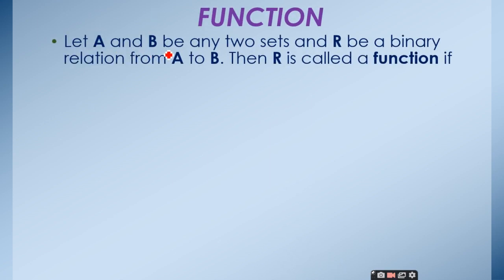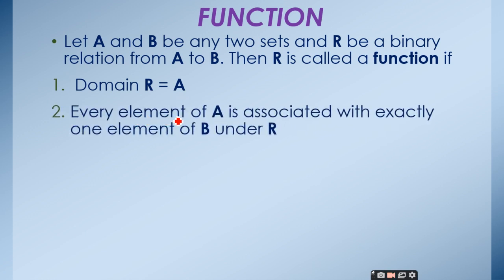First of all, we have to learn what is a function. Let A and B be any two sets and R be a binary relation from A to B. Then R is called a function if it fulfills the following conditions. The first condition is that the domain of the relation is equal to set A, and the second condition is that every element of A is associated with exactly one element of B under the relation.